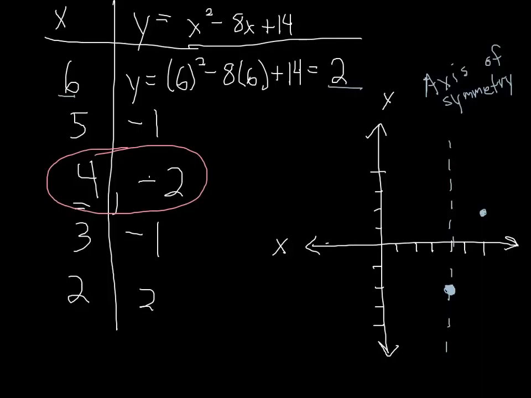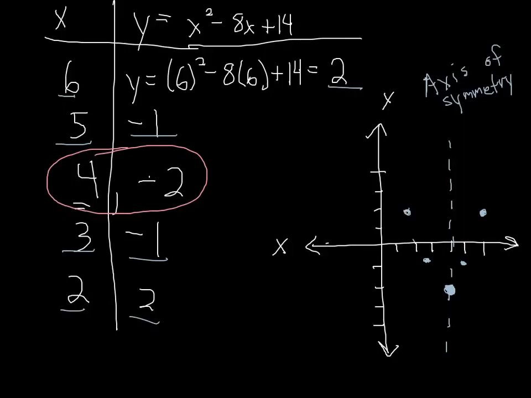Now I need x equals 5, y equals negative 1. So I count over 5 and I go down 1. If I'm at x equals 3, y is equal to negative 1. So I come over 3 and go down 1. And then finally, x equals 2, y equals 2. So I go over 2, go up 2, and I draw a point right there.